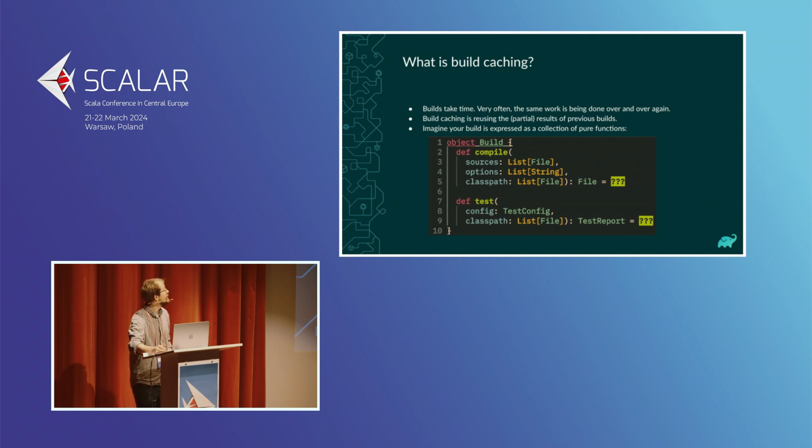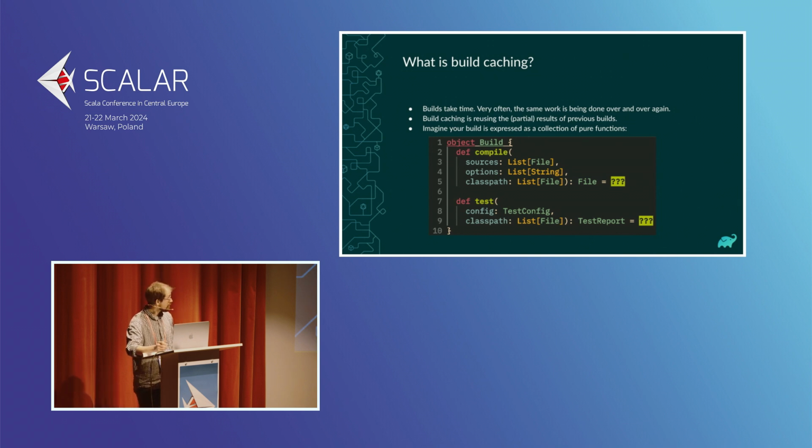To put that into more concrete terms, let's imagine that our build is expressed as a collection of pure functions. We have this object Build, which defines two functions, compile and test, which compile the sources and run the tests. We have some parameters for those build functions. First, the sources, a list of files, the compiler options, and the class path, a list of files. It produces one jar file, which has the bytecode that we just compiled.